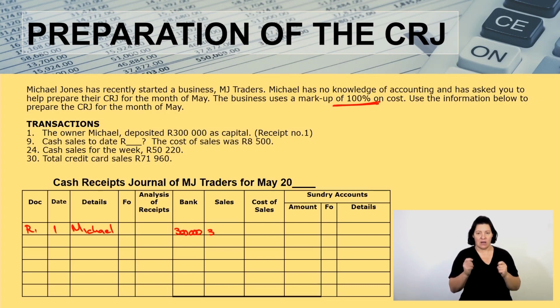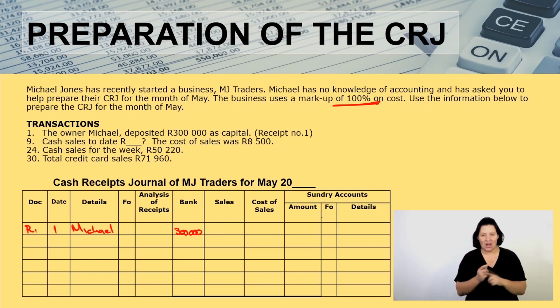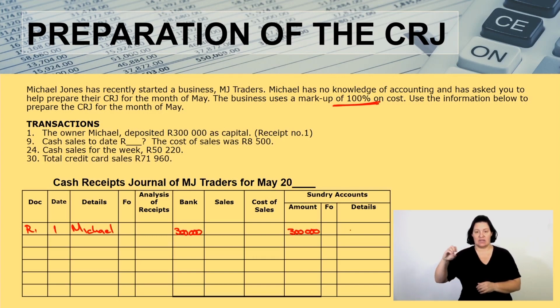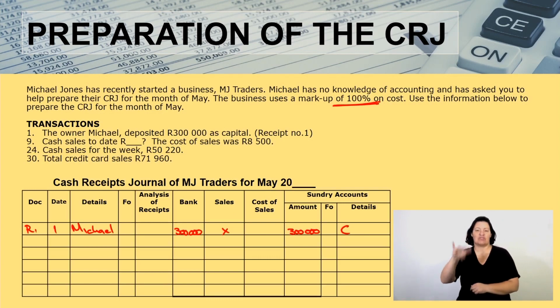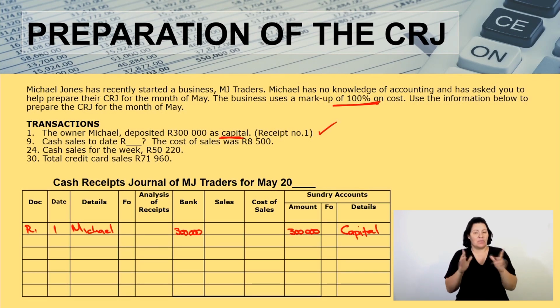I come again, sales. Do I record sales? No, you got me there. It doesn't go to the sales. It goes straight into your sundry accounts, 300,000. This is one of the mistakes that most of you would make, to bring it into the sales column. Should it come here? No, because the money was for capital. It must not come into the sales column, but rather we bring it to the sundry accounts, then we say capital. And then we are done with transaction number 1.